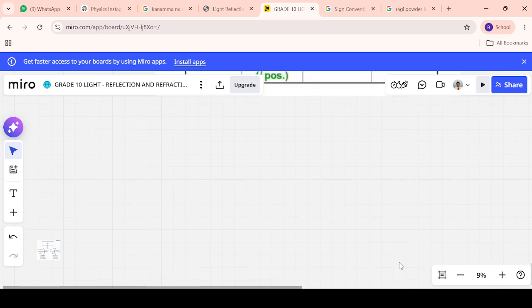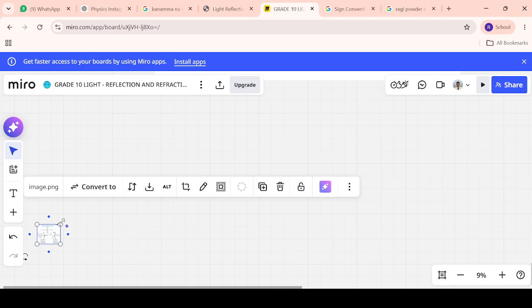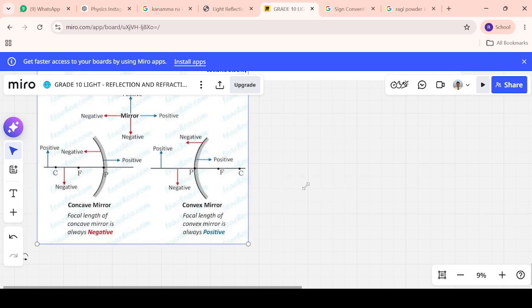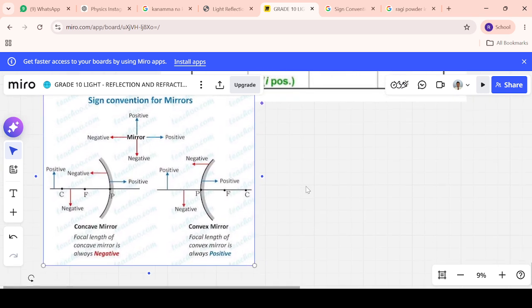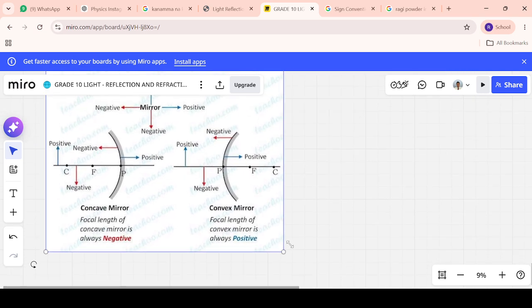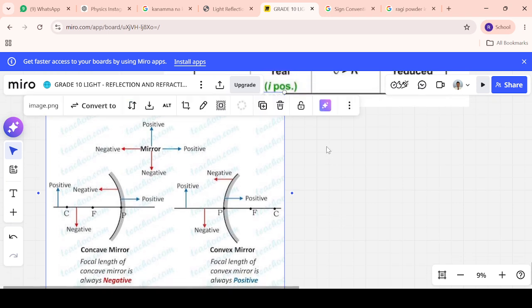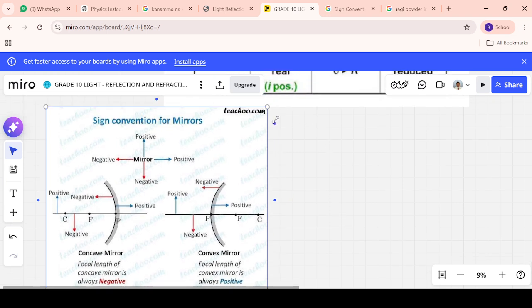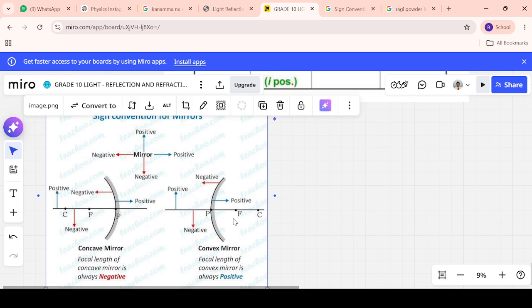Now comes another important part, which is called your sign conventions. These are useful in solving the numericals. So again, both the mirrors in one go we have taken, concave mirror and convex mirror. Concave mirror is bent inside, convex mirror is bent outwards. As you are taking the height in the upward direction, it's always positive. In the downward direction, if you measure, it is always negative.